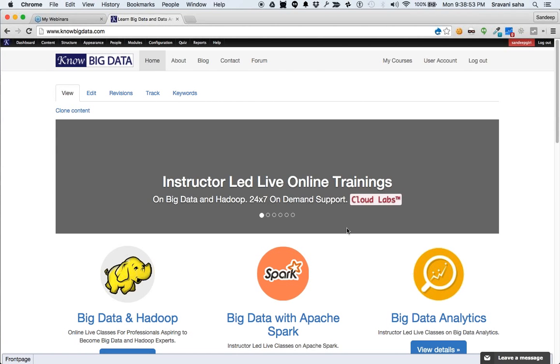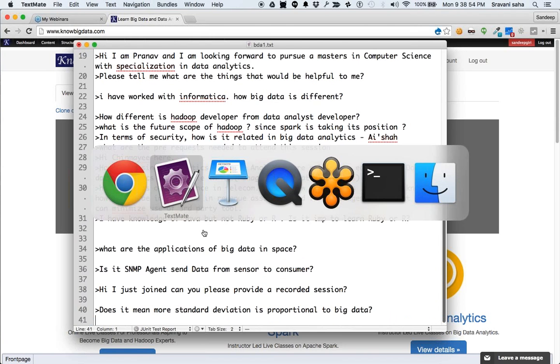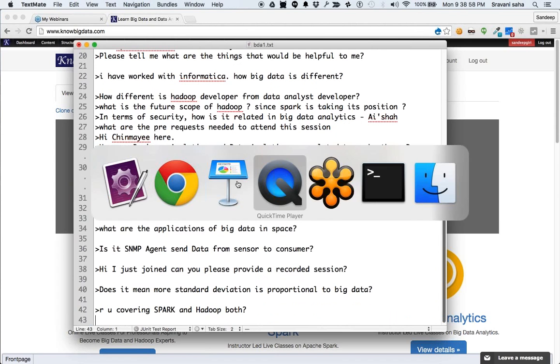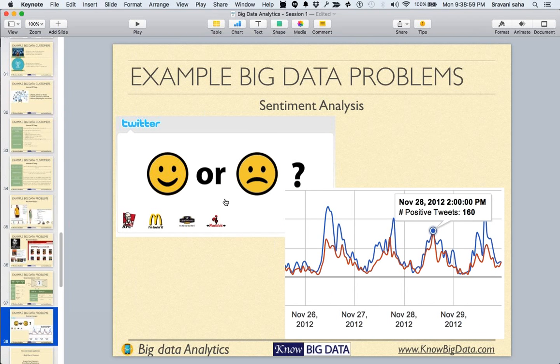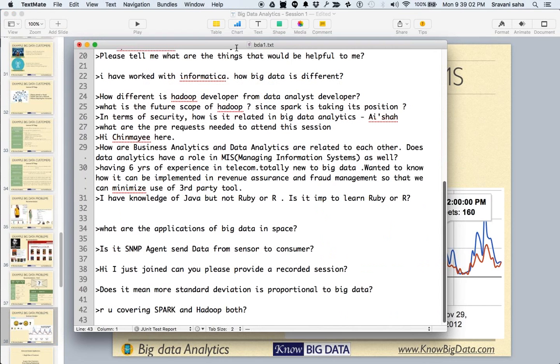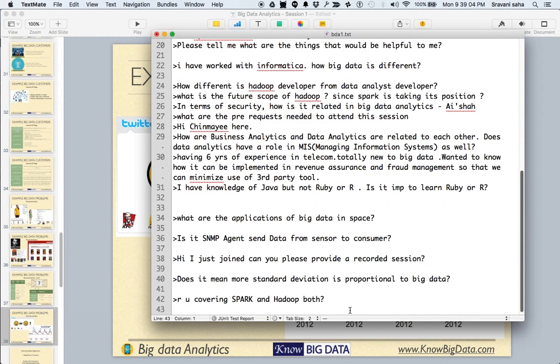Neerav's question is, are you covering Spark and Hadoop both? In this course, we are going to cover a few components from Spark and a few components from Hadoop, whatever is required for big data analytics in today's time. For example, we will cover MLlib as well as SparkR along with normal R. While in case of big data, we'll also cover a little bit about Pig and Hive.